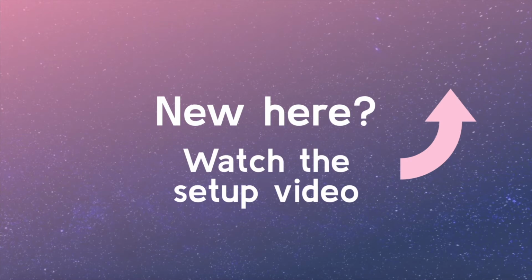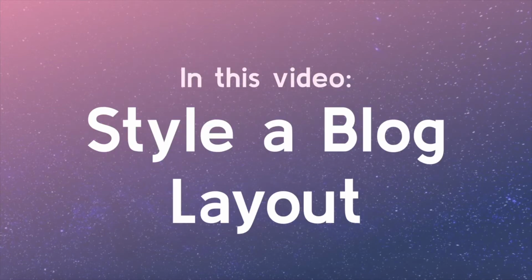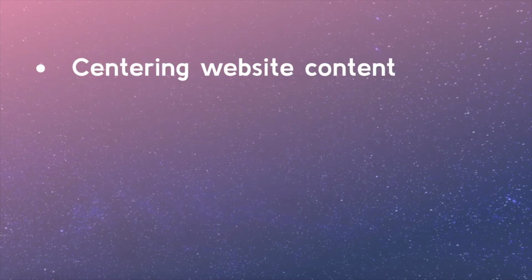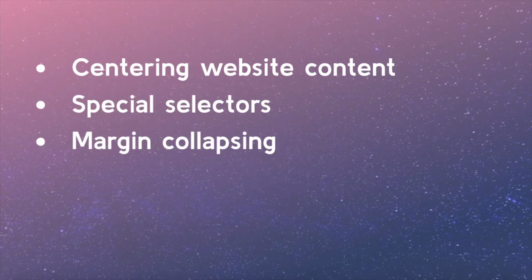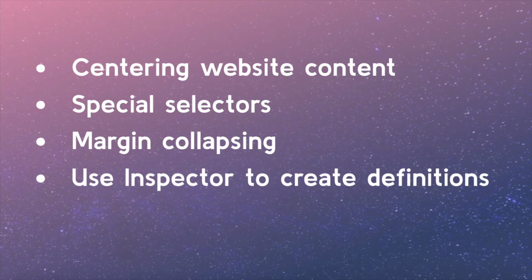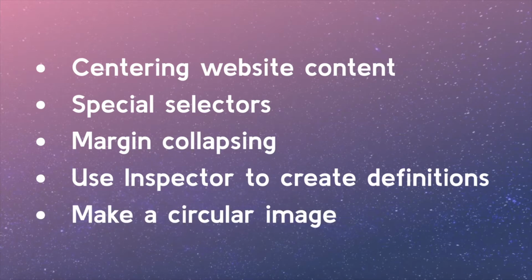In this video, we will learn about CSS properties and layout patterns useful for styling content, such as for a blog, including how to center website content, about special selectors, how margin collapsing works, how to use Inspector to help create definitions for complex properties like linear gradient, and how to make a circular image with one line of CSS.